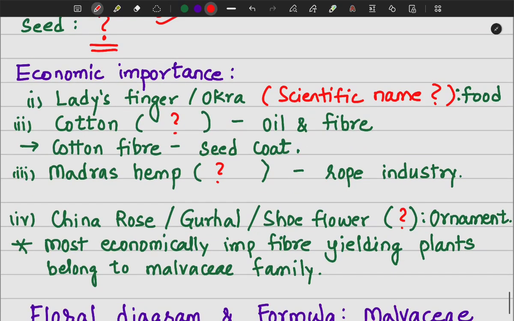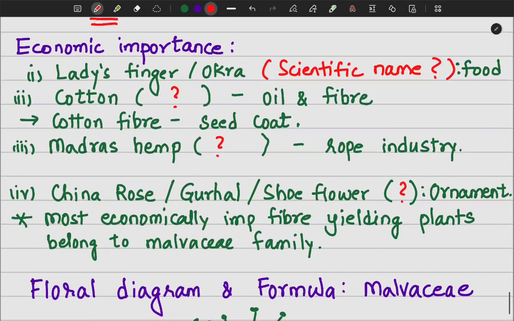Now let us talk about the economic importance of the plants of Malvaceae family. So as I told you earlier that lady's finger, cotton and China rose are the three main examples that we studied in this family. So the lady's finger or okra is used as vegetable, used as food, right? So you have to write down the scientific name for lady's finger in the comment section below. So that's one of the members. Economic importance is it is used as food.